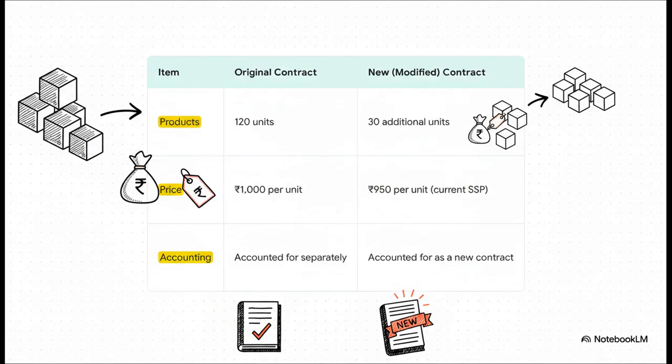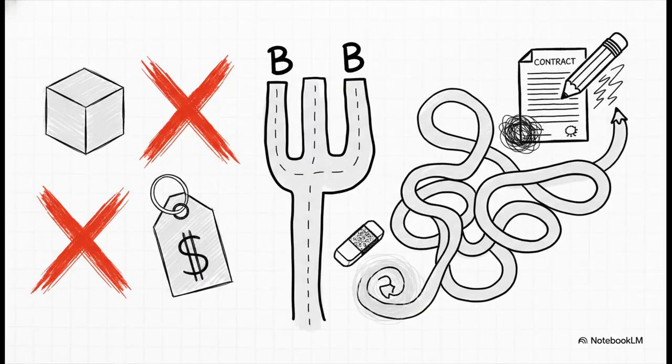Super clean, super simple. But of course, what happens if those two conditions aren't met? Maybe the new items aren't distinct, or the price is some weird bundled number. Well, that's when things get a little more interesting. It takes us down Path B, where the change is considered part of the original contract.